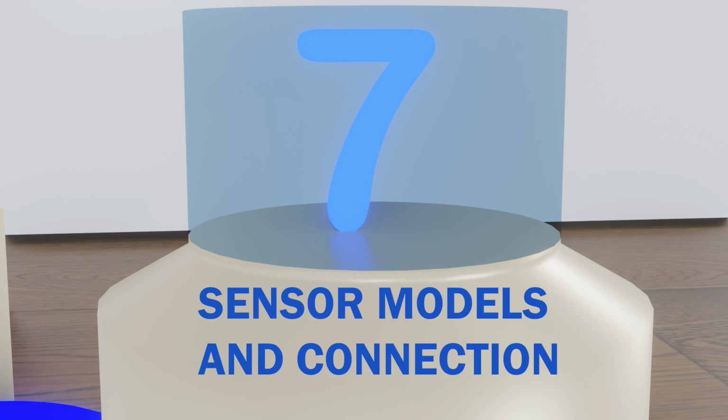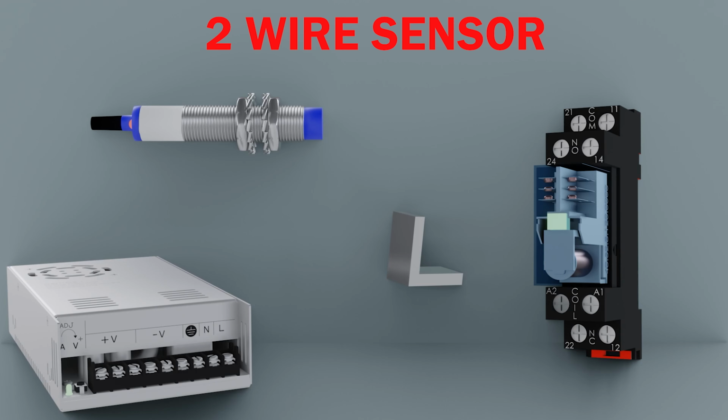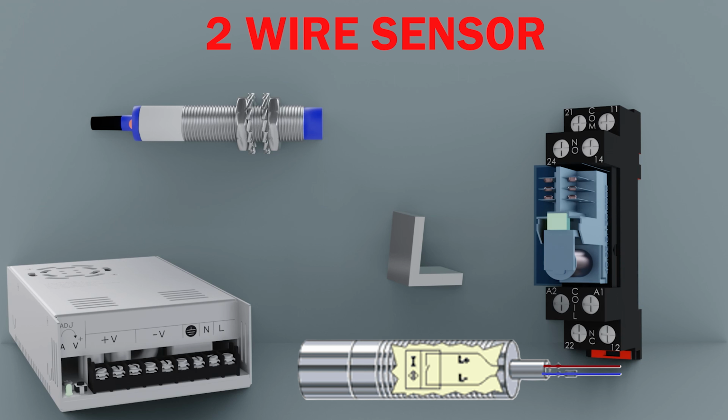Number 7. Sensor models and connection. We have the 2-wire sensor. We will connect it to a 24-volt continuous source, and to a relay, to test its operation. The sensors are usually the brown wire, positive voltage, the blue wire, negative voltage. Before connecting, never connect it directly to the power supply, because when the sensor goes to sense, it shorts out, so for that we need the relay.